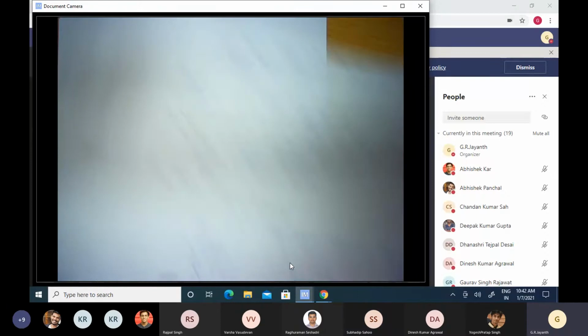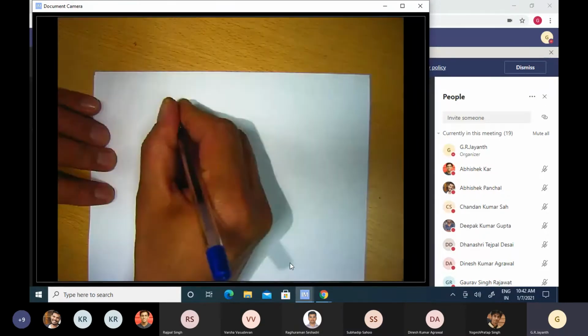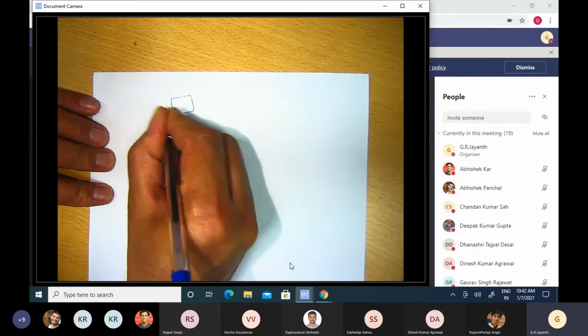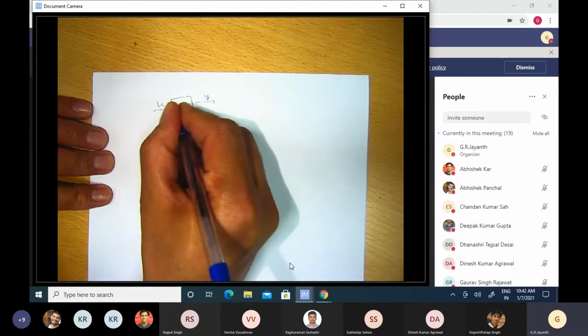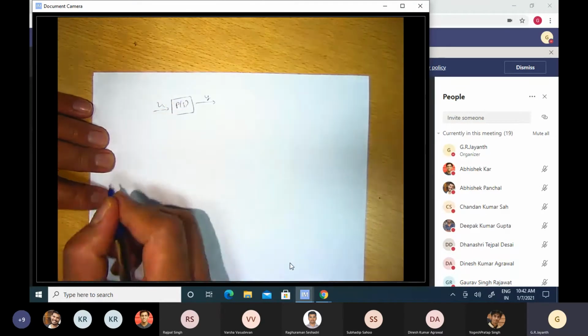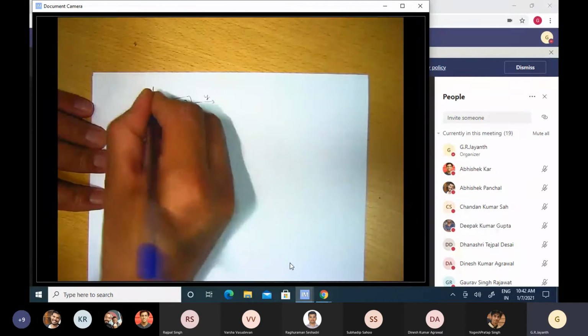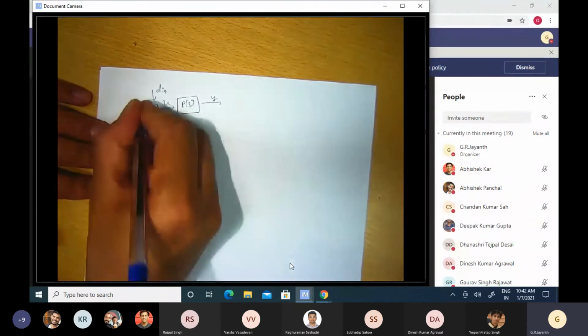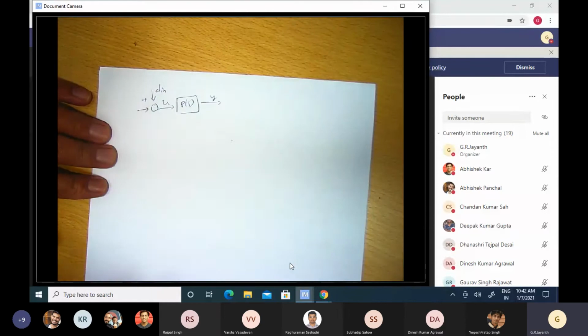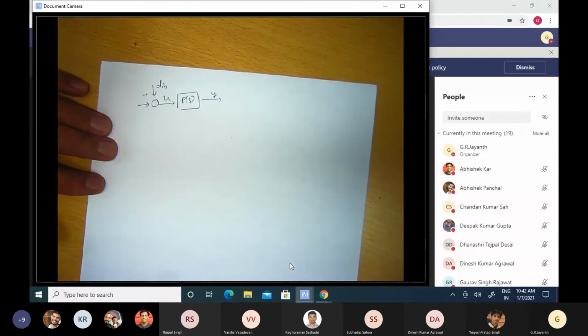So here is the plant. I have an input U and an output Y, and the plant is P of S. The plant also experiences an input disturbance D in, and I need to reject that input disturbance.